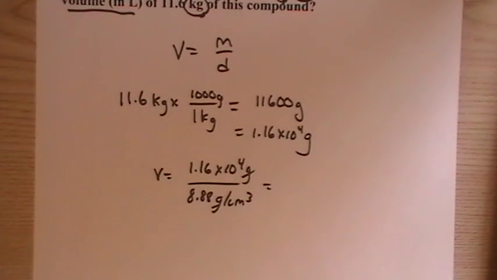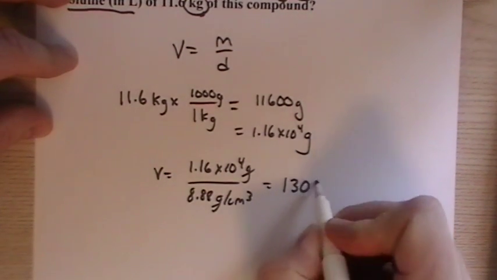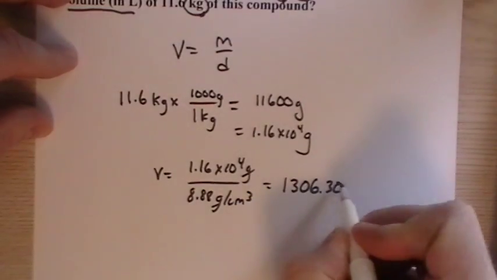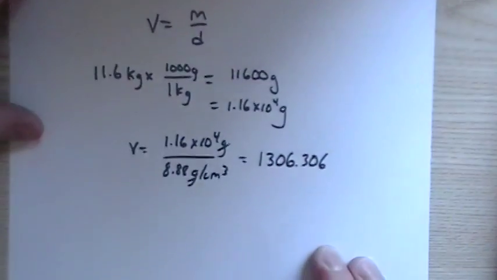And there's a cat here. 8.88. 1306.306. No, kitty cat, get out of the way.